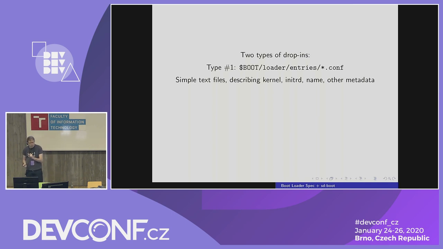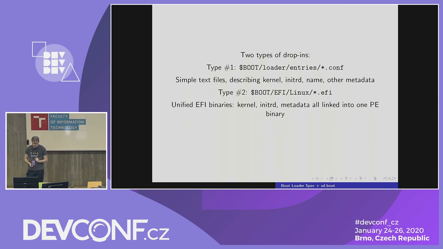They describe the kernel. They describe an initrd. They describe a name, a version, a couple of other metadata. This metadata is enough to boot the thing, but also useful for actually ordering it on screen, right? So that the newest version is always on top and things like that. There's a second type. The second type is something that I think is actually even more interesting, but is less flexible.